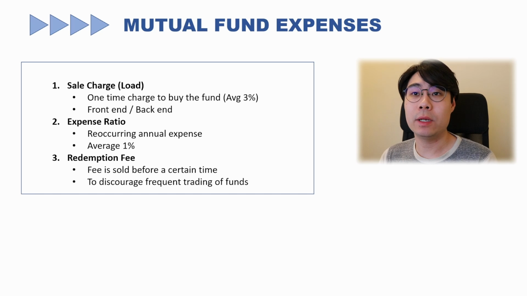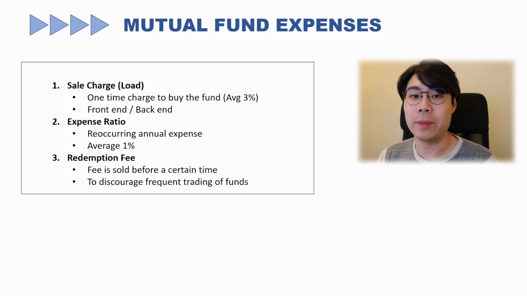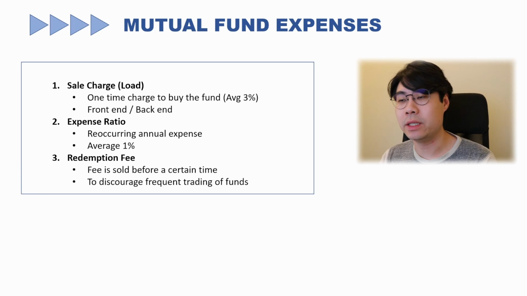And the second thing that I want to talk about is the expense ratio. This is perhaps one of the most important fees. It is a recurring annual expense, and it means this is the fee that you have to pay for having a manager managing your fund, or the trading cost, as well as the administrative fees. On average, it is about 1% across different funds.